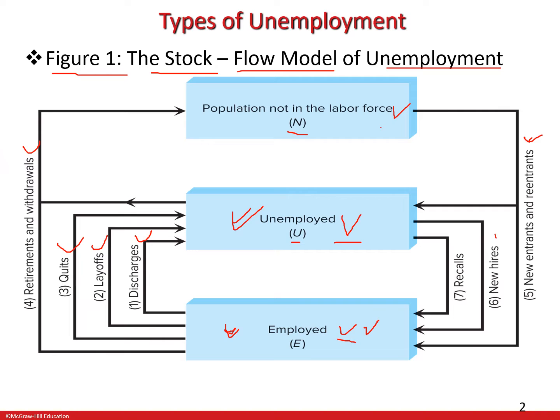Number 6 will be new hires, people who were not previously working. They get a job, so they'll be considered as employed. Number 7, people who were previously laid off now get recalled by their company or business, then they'll be considered as employed. So we can see that changes in the rate of these flows can significantly impact the unemployment rate.